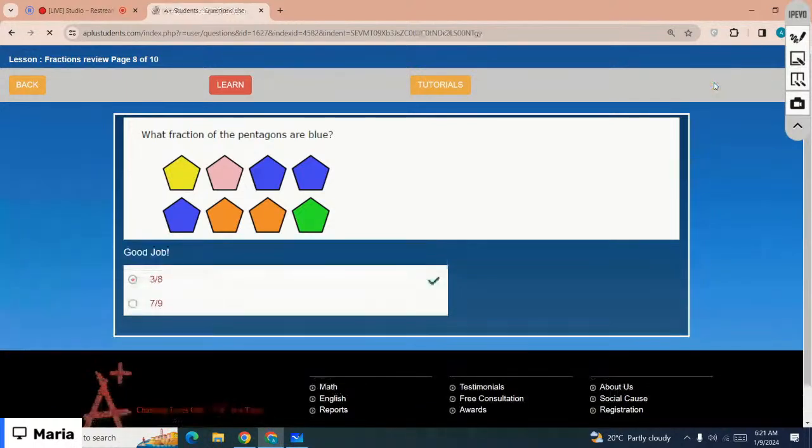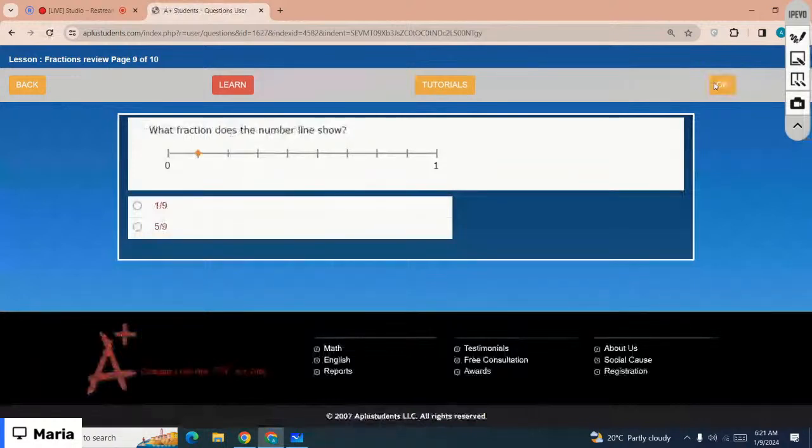The next one is what fraction does the number line show? Which is the correct option? Which is the correct option? What fraction does the number line show? There are 9 segments. One, 2, 3, 4, 5, 6, 7, 8. Yes, 9 segments, and the first one has the dot, right? So that is 1 out of 9. Option number 1 is the correct option.